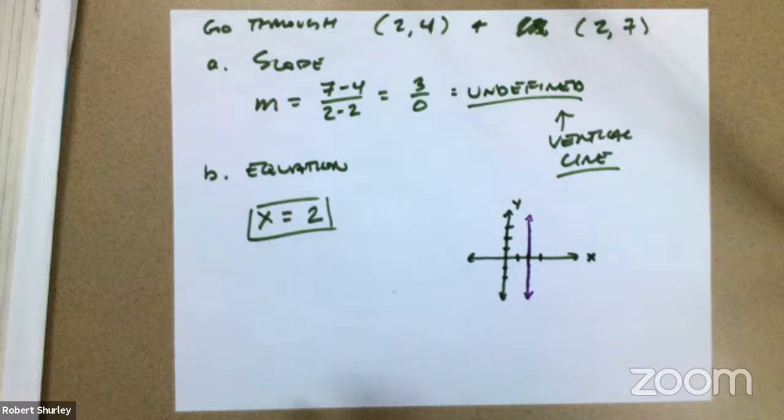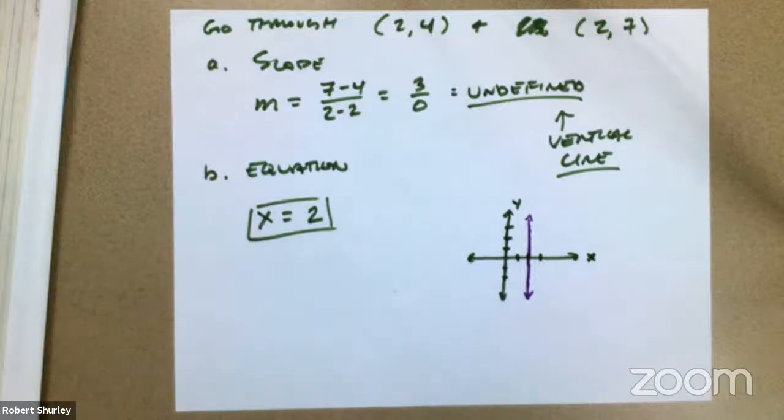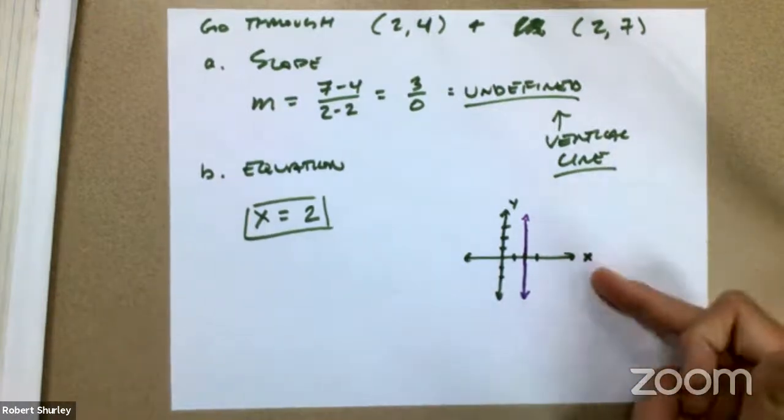And those are all the types of lines. We could have just a regular line, y equals mx plus b, like a normal line. We could have a horizontal line, which we went over before, or we could have this last kind, a vertical line.